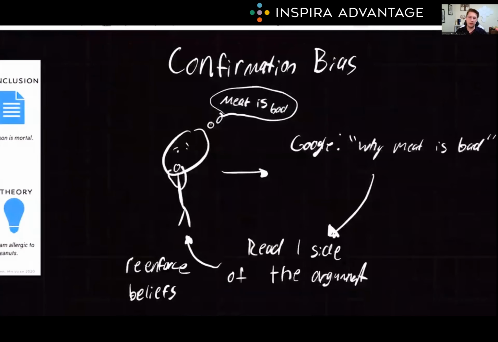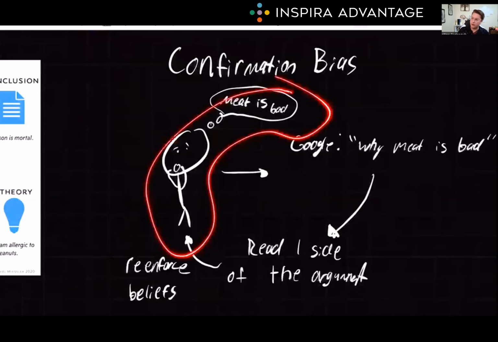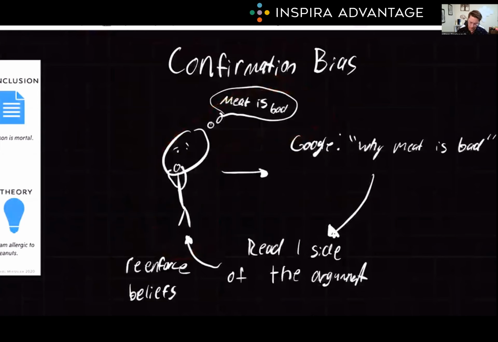while rejecting contradicting information. Say you firmly believe in the health benefits of a particular diet. You're more likely to pay attention to studies supporting it and dismissing those that criticize it. Like in this example, we have a guy who thinks that eating meat is bad and unhealthy, so they Google why meat is bad. Then they read one side of the argument, and this is reinforcing their beliefs that meat is bad. This is also like probably any report you ever wrote in middle school or high school, where you're just trying to back up your own opinion by finding a news article that said it somewhere.